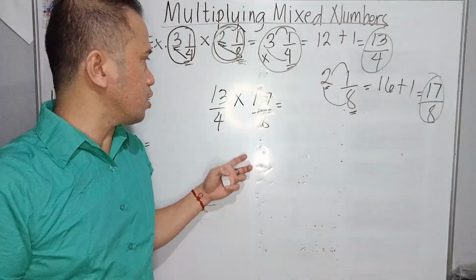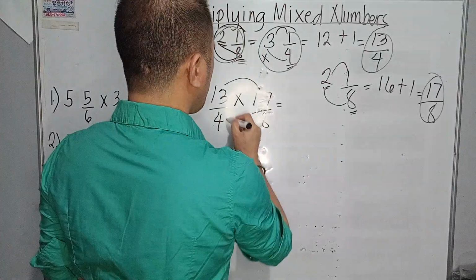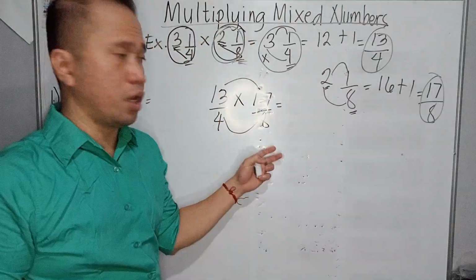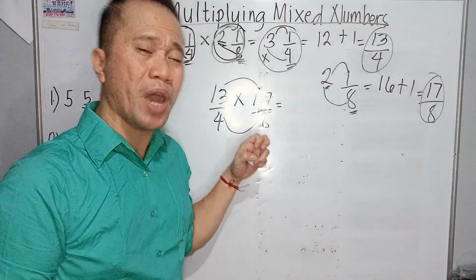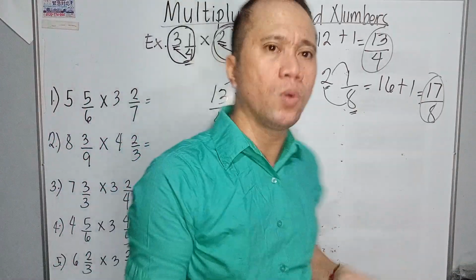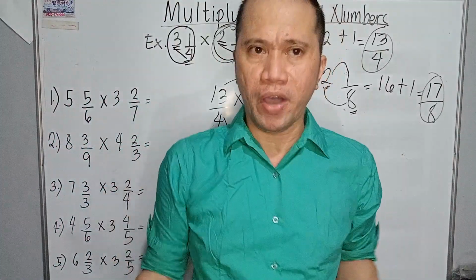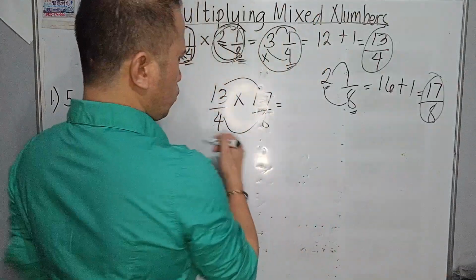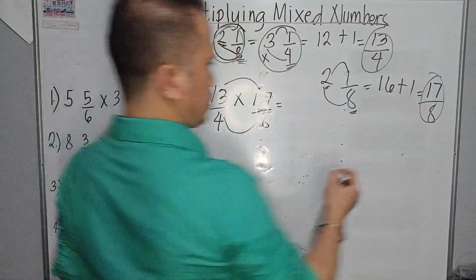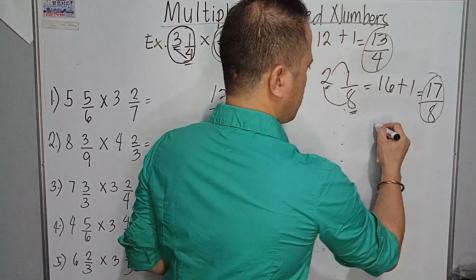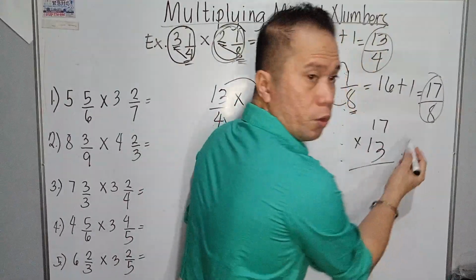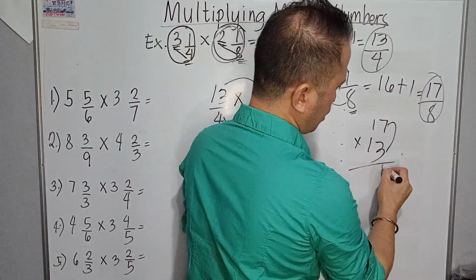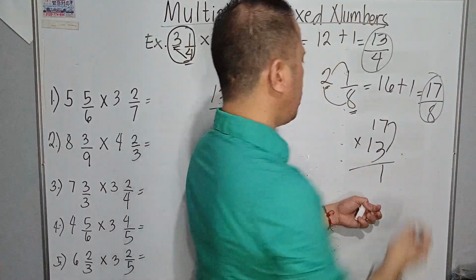Now, is it final? No. We need to multiply numerator to numerator, denominator to denominator. And right after this, you are going to simplify. How? So we're going to solve 17 times 13. So we need to solve 7 times 3. So please keep on watching.